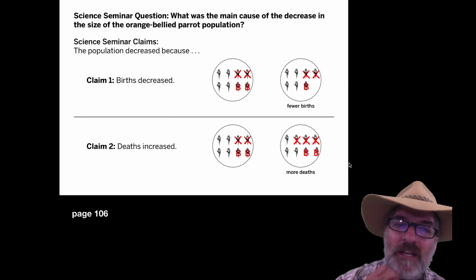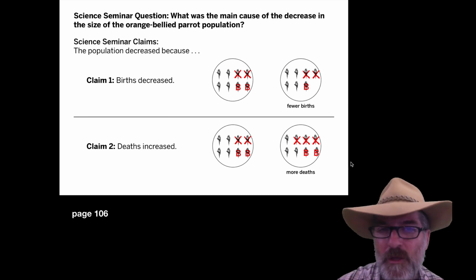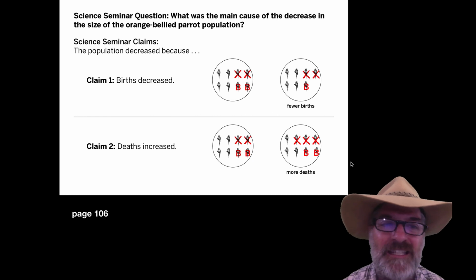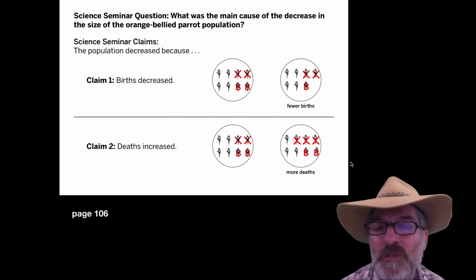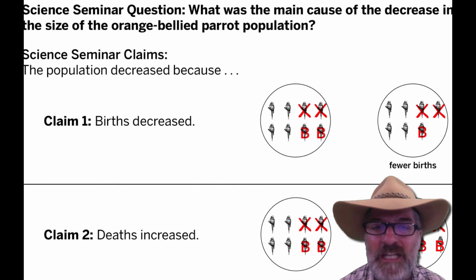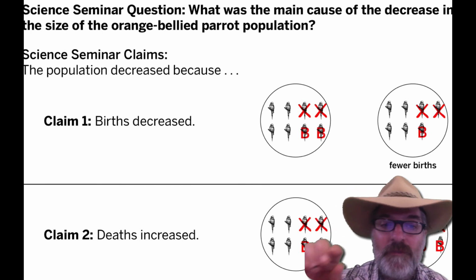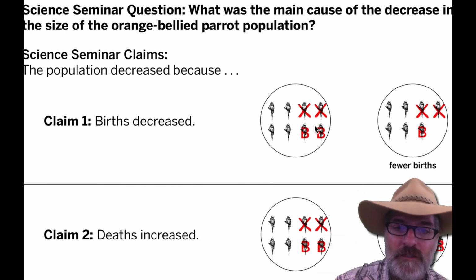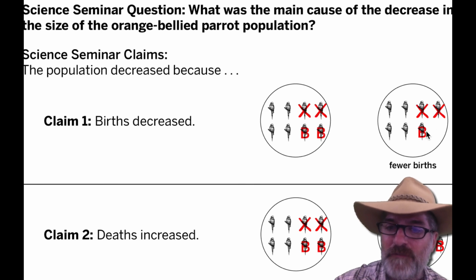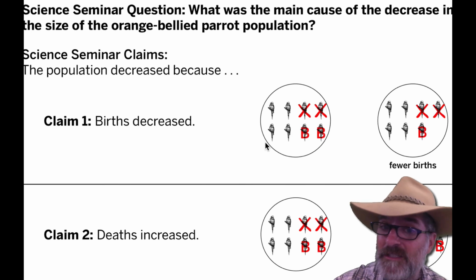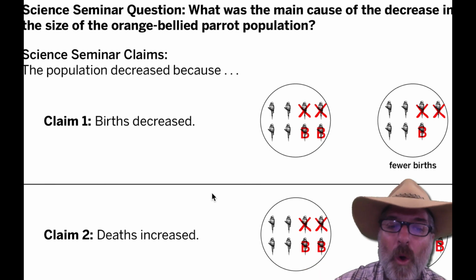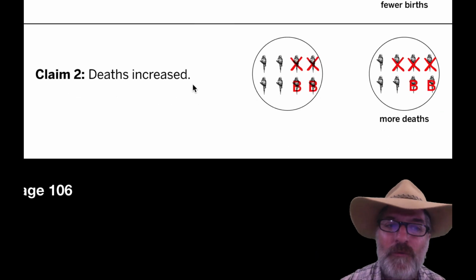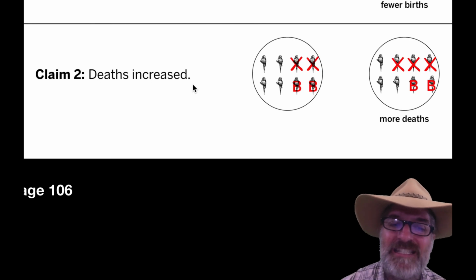I've got it in color here. Here's the science seminar question. What was the main cause of the decrease in the size of the orange-bellied parrot population? So here are the two claims. The population decreased because, claim one, the births decreased. So if you take a look here, there's 2 births, 2 deaths. Over here, there's 2 deaths, so they stay the same, but the births have decreased. So is there enough evidence to argue that that is the correct answer to the claim? Or claim 2, right here, the population decreased because deaths increased.